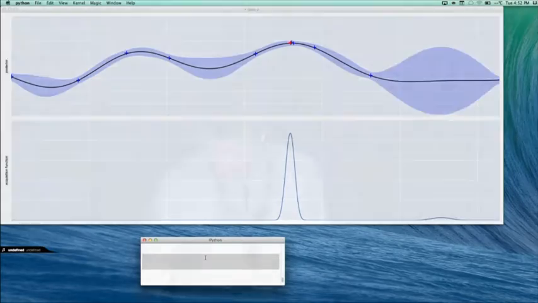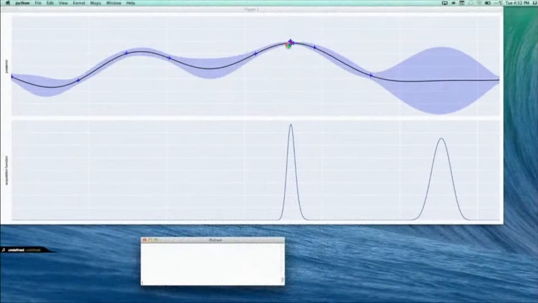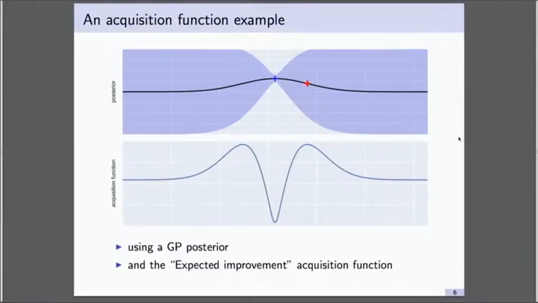But we can keep doing this a couple times, and eventually I'll have tried it enough right here that I'm very confident the optimum is right here. So maybe I'll go back and start exploring areas where I have less confidence. Okay.